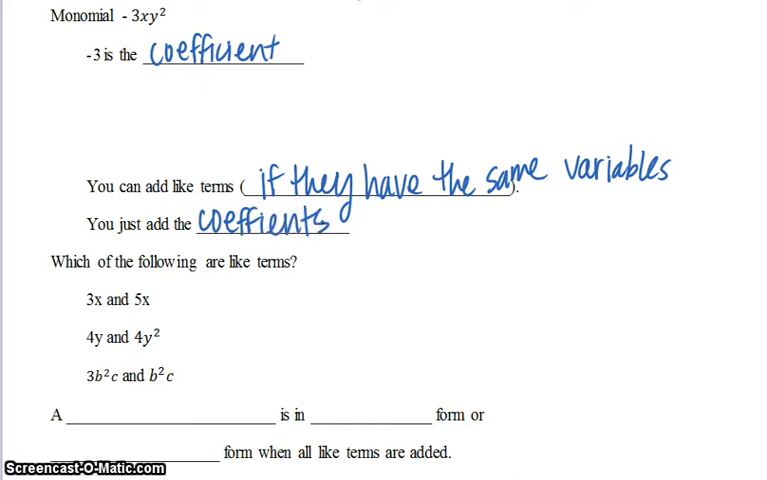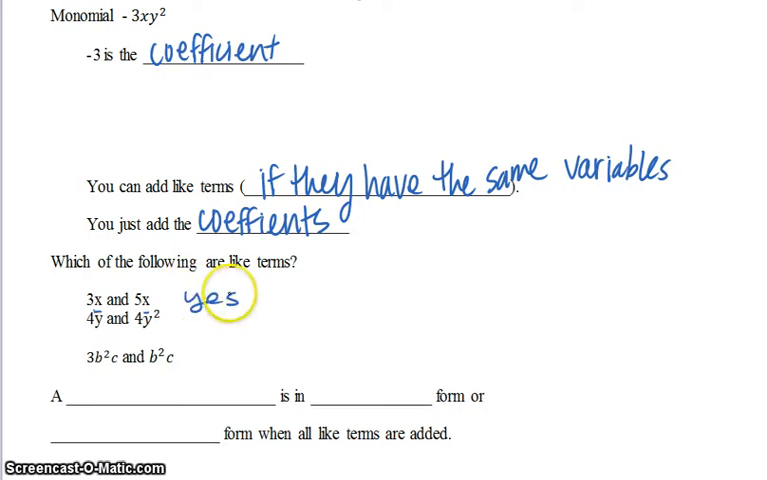Okay, so which of the following are like terms? Again, we're not looking at the numbers when we look at like terms. We're looking at the variables. So we have x. They both just have x, so they are like terms. Which are like terms? Oh my goodness, it just changed on me. Oh well. Okay, so we have y and y squared. That's different. Y is different from y squared. The numbers don't matter, but these are not like terms. Now we have b squared c, and we have b squared c. That has that imaginary 1 in front. But they both have b squared c, so yes, they are like terms.